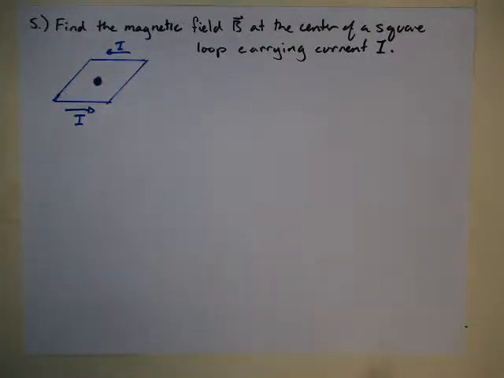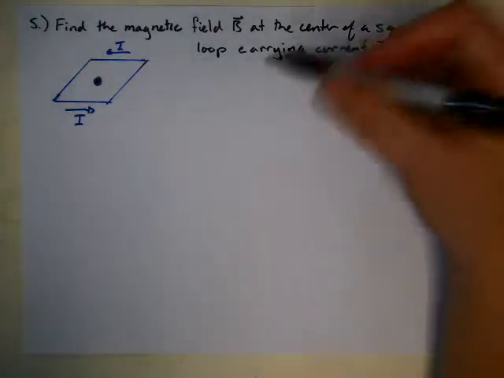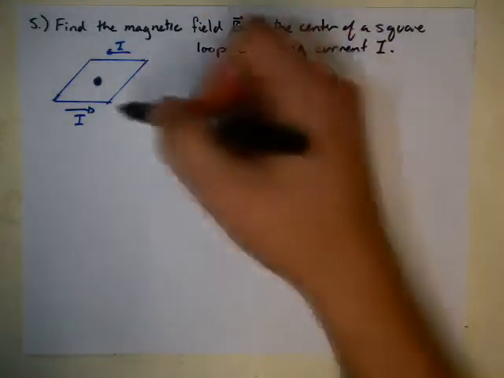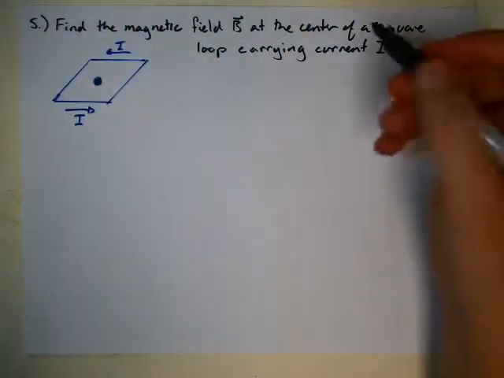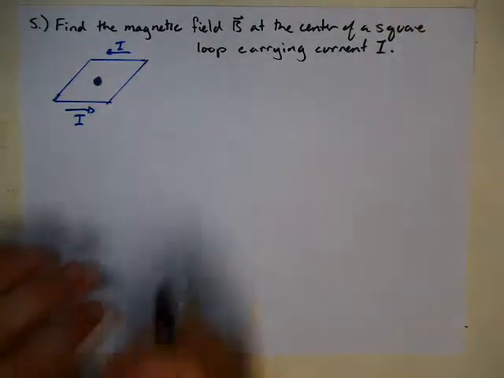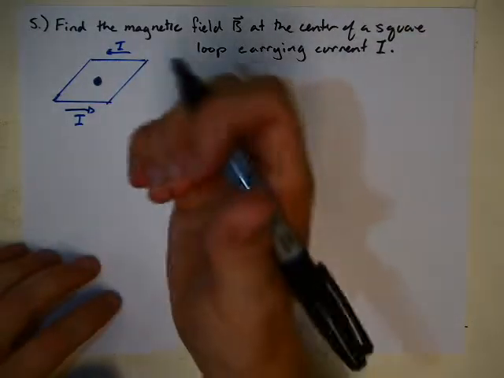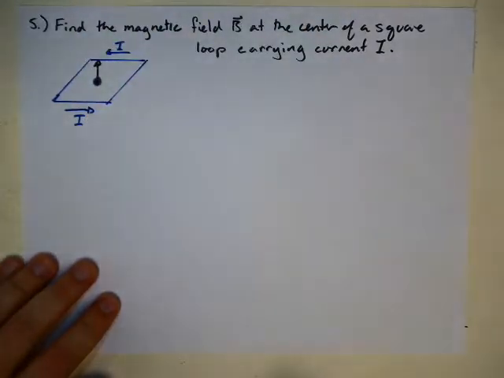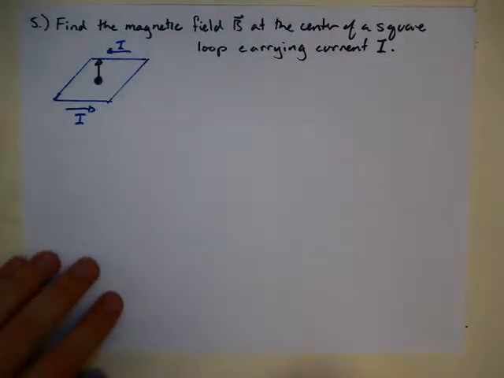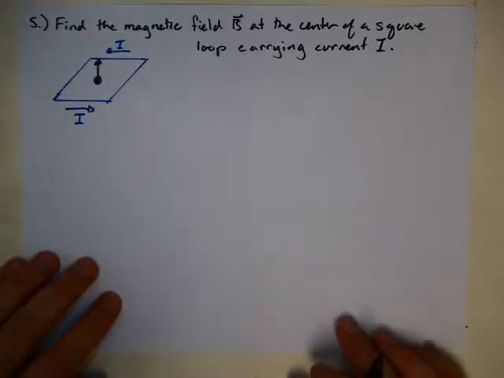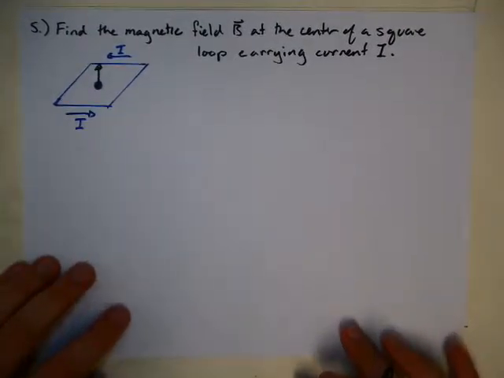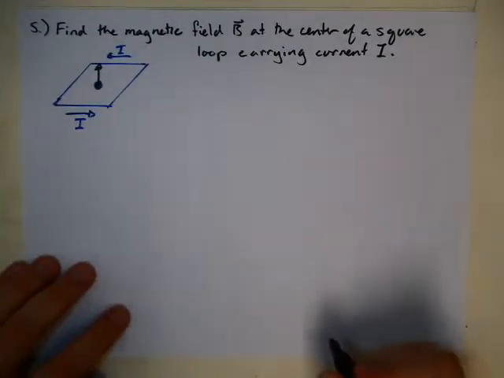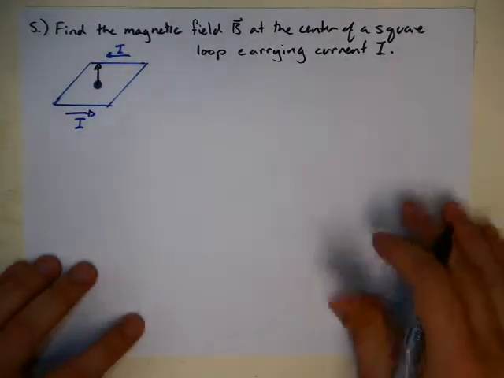Homework 5, problem 5: find the magnetic field at the center of a square loop that carries a current I around the edges of the square. Just looking at the symmetry of this problem, I know that my magnetic field is going to be in the z direction, and so I'm only going to bother calculating the z hat component. Just from symmetry, I'm going to start out with that statement.